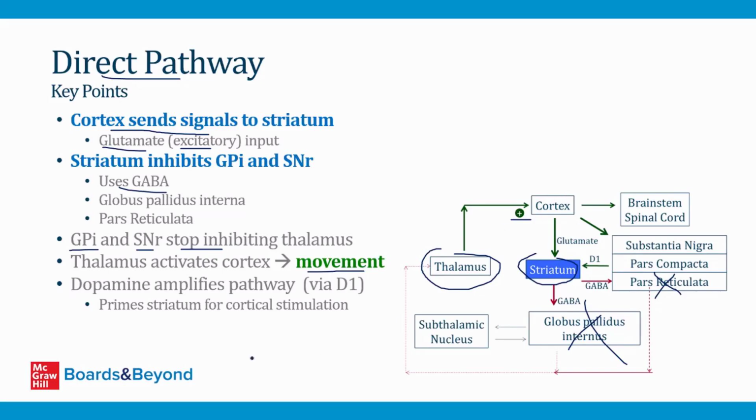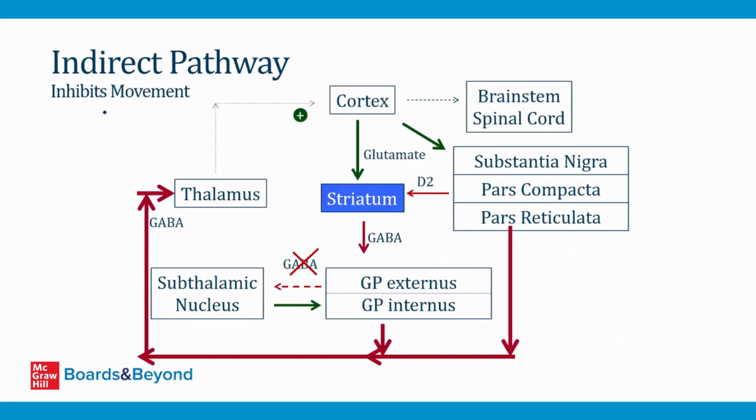And then on the side, you have dopamine amplifying this pathway via D1 receptors in the striatum. Basically, the substantia nigra pars compacta, which is that region of the substantia nigra that's packed with dopamine neurons, releases dopamine onto the striatum and primes the striatum for cortical stimulation. So this helps to amplify the effects of the direct pathway. Okay, so that's how the direct pathway works, which, believe it or not, is the easier of the two pathways involving the basal ganglia to understand.